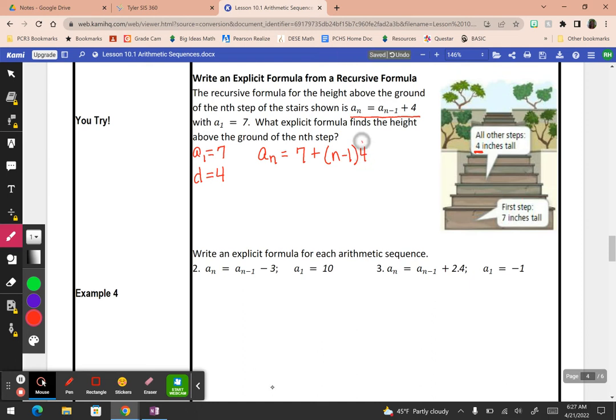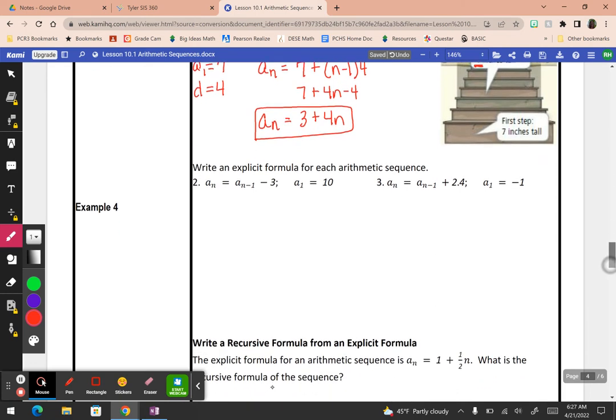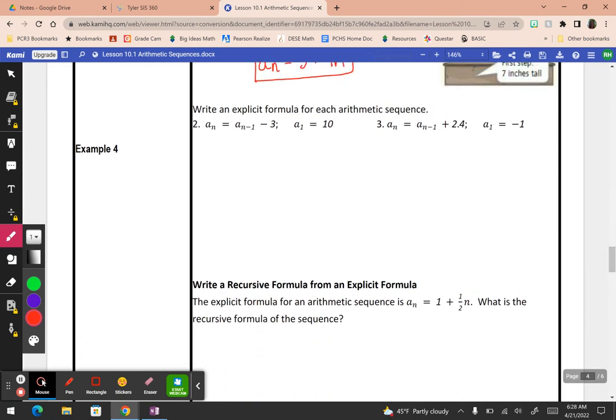So then again, if you would like to distribute this, you can have 7 plus 4n minus 4, combine like terms, and we would have 3 plus 4n. And this would give us whatever term we wanted to have. Okay? Take a minute and go ahead and try the next two by yourself, and then pause the video and check and see if you got it right.